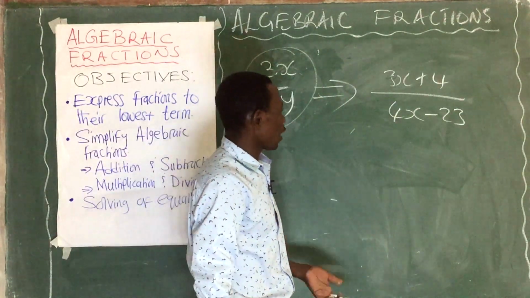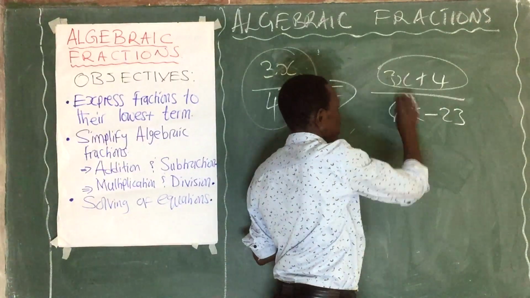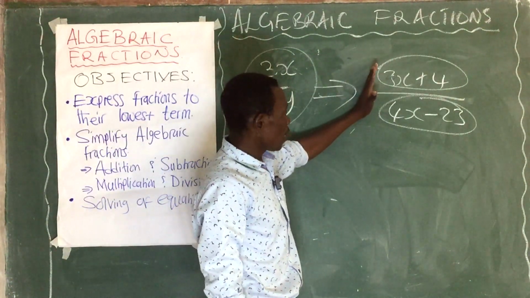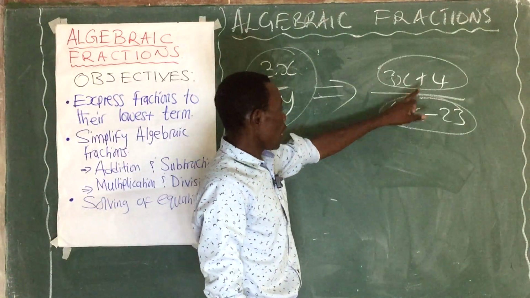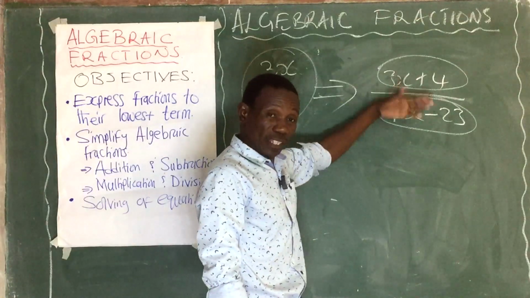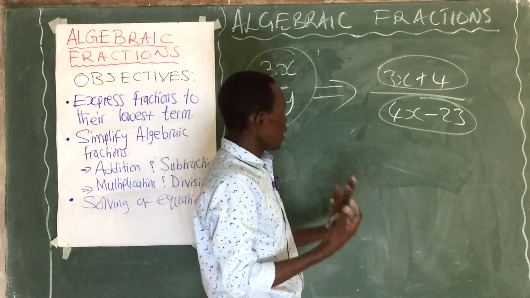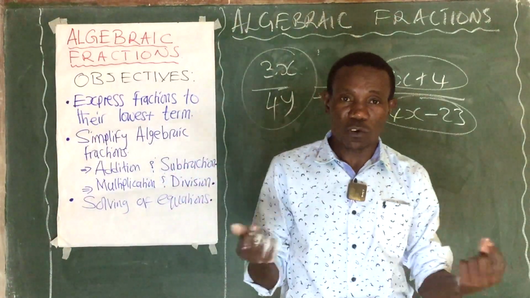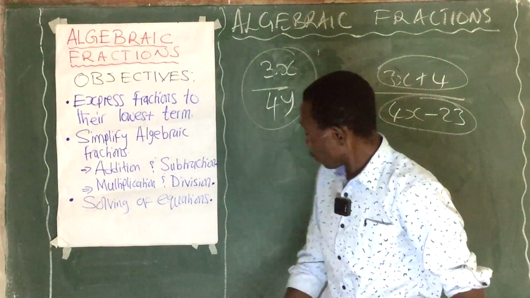Just an example. This one is the numerator, this one is the denominator. It's a fraction. Now, the existence of variable x in the fraction, we define this one as what? Algebraic fractions. So our interest will be about this type of fractions which have variables within them. Right.